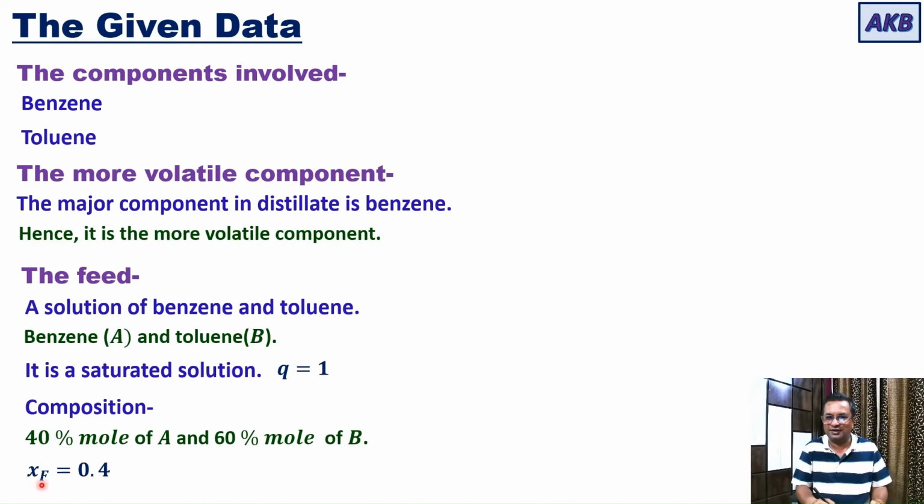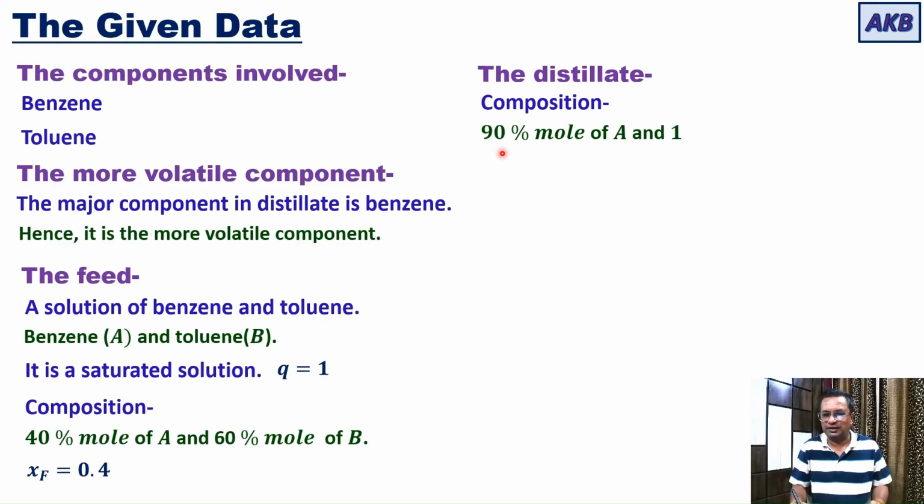XF therefore is 0.4. 40 divided by 100, that is 0.4. So XF is 0.4. Then what information is given for the distillate? The composition is given. The distillate contains 90% mole of A and 10% mole of B. That means XD is 90 by 100, that is 0.9. Mole fraction of A in the distillate is 0.9.